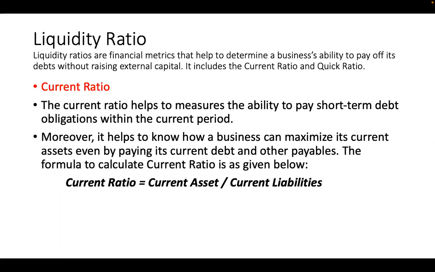Moving forward, the fourth type of ratio is the liquidity ratio. Liquidity ratios are basically the financial metrics that help us to determine a business's ability to pay off its debts without raising external capital.